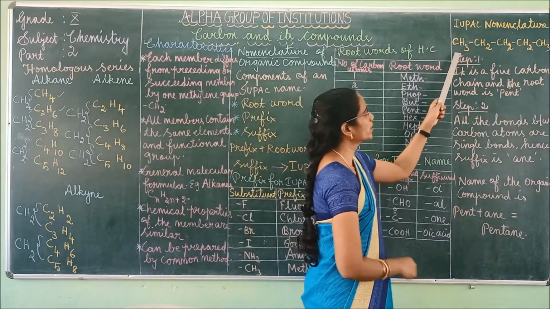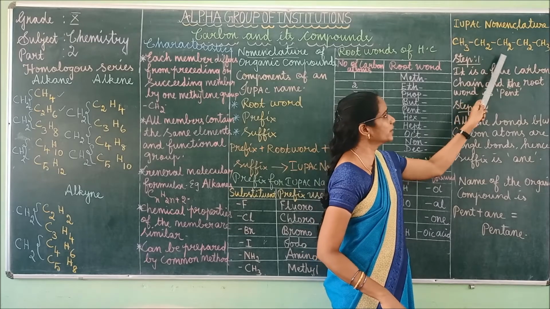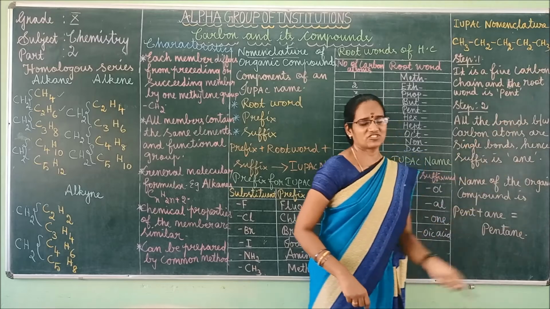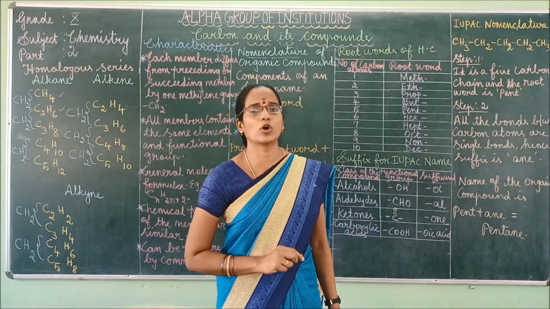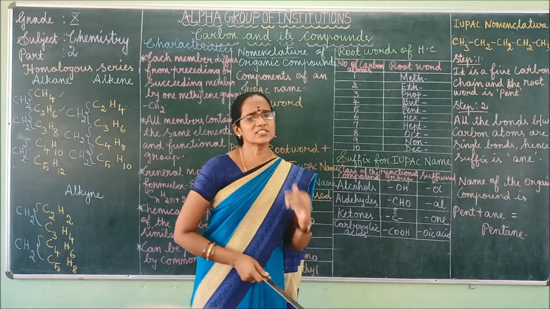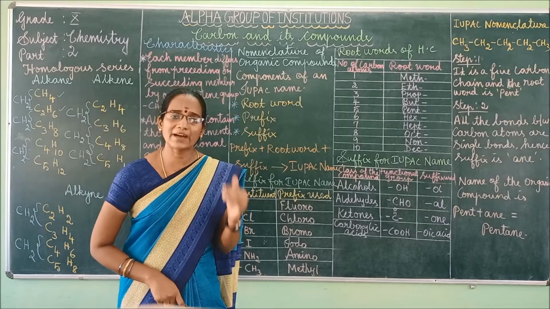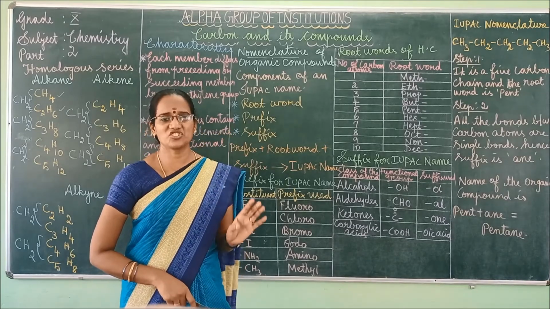So what is the compound? CH3 bond CH2 bond CH2 bond CH2 bond CH3. So this compound is given. We have to give the IUPAC name of this compound. So first thing what we have to do, as per rule 1, we have to find out the number of carbon atoms in the parent chain.